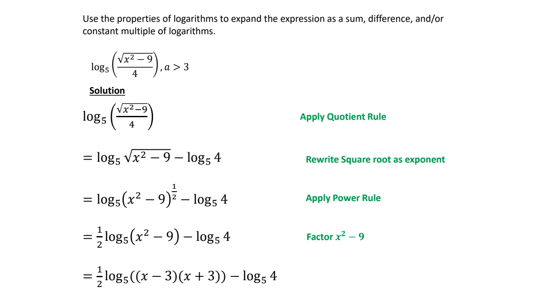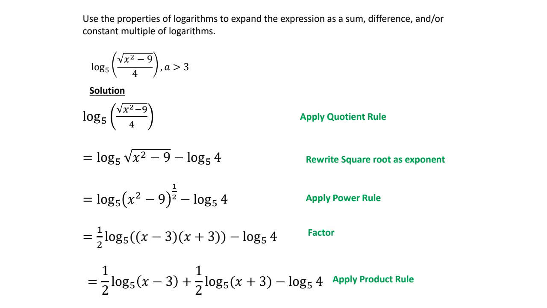My product rule says that when I have two things being multiplied inside the log, they can be expanded by addition. So I will rewrite this as 1/2 the log of base 5 of x minus 3, plus 1/2 the log of base 5 of x plus 3, minus the log of base 5 of 4. And that's it. That's my answer.